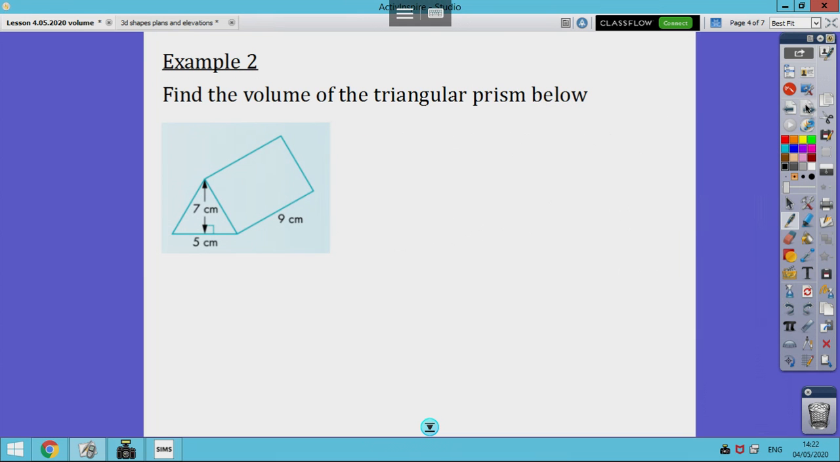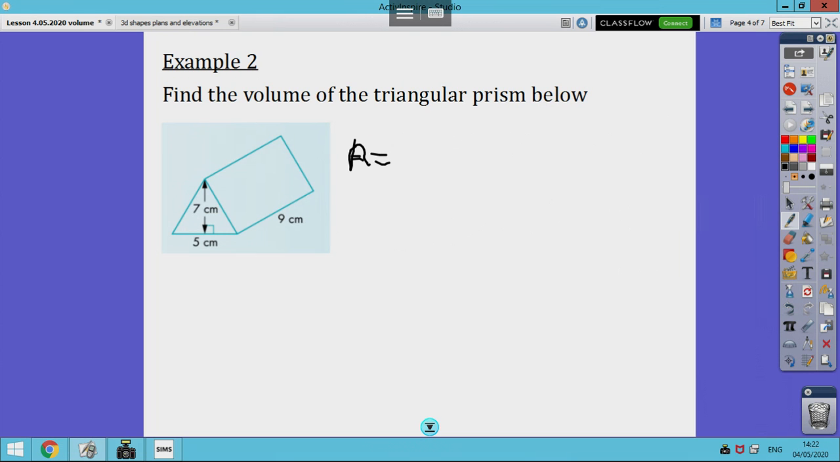Okay, next, example number 2 coming up, is a triangular prism. So it kind of looks like an isosceles triangular prism. It doesn't matter, it doesn't change what we need to do. So we'll always start off with finding the area of the front face just to get us going.